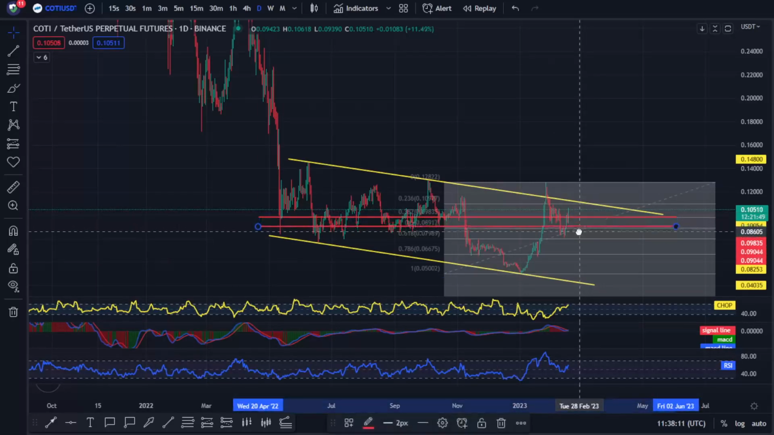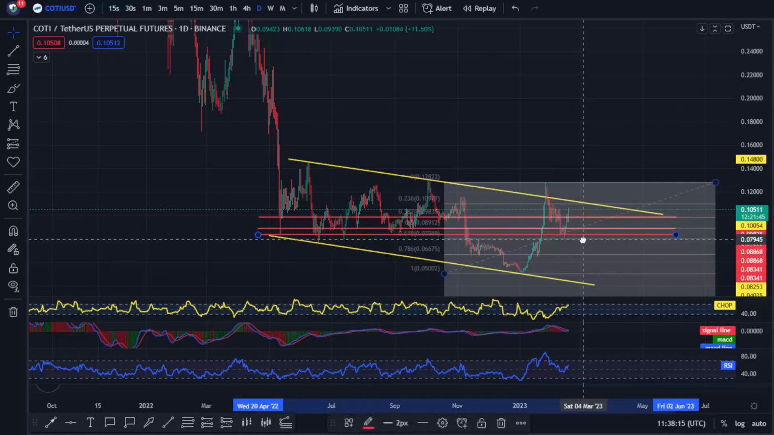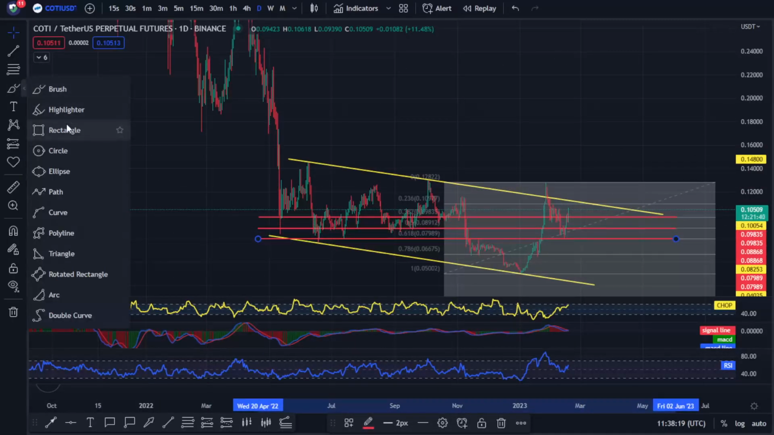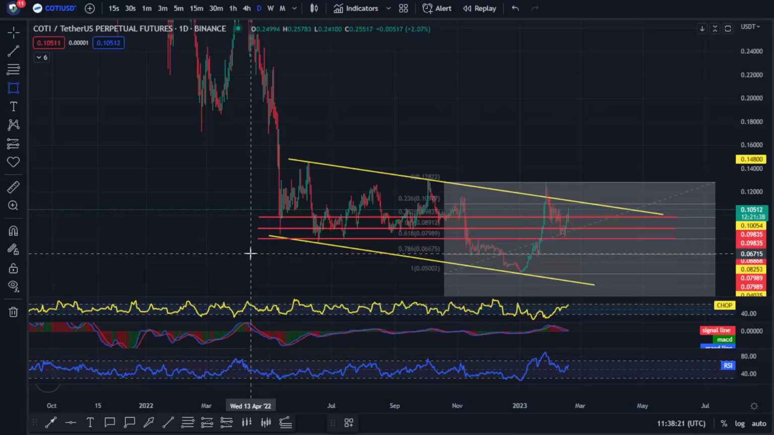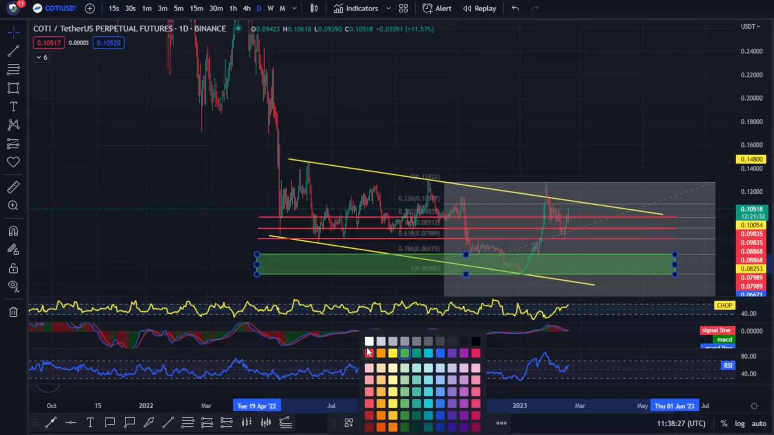But if the price goes lower, then we have another support at $0.089, then at 8 cents. Then we have a strong support zone from $0.067 to 5 cents.